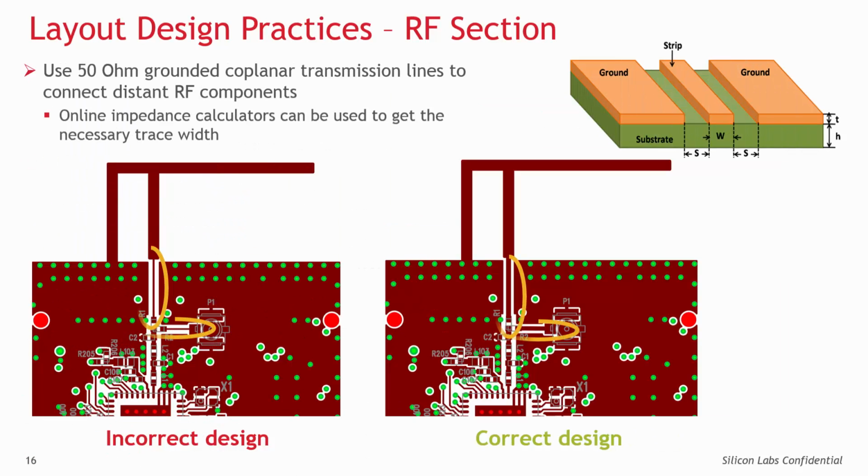Use 50 ohm grounded coplanar lines where possible for connecting the antenna or the UFL connector to the matching, to reduce sensitivity to PCB thickness variation. This will also reduce radiation and coupling effects. Use many GND vias near the coplanar lines in order to further reduce radiation.